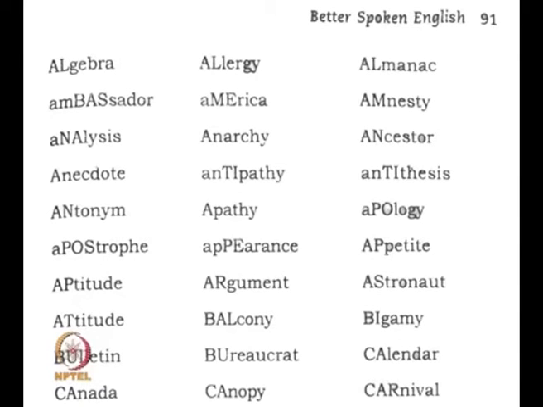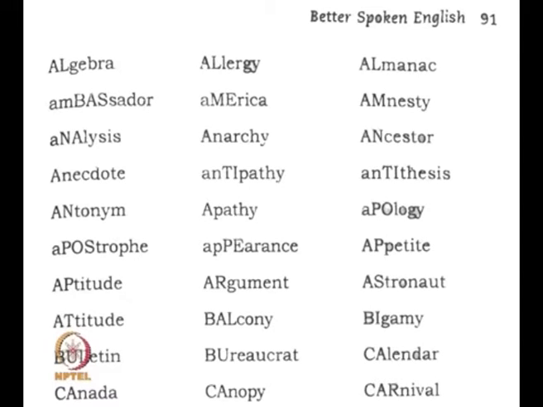Appearance. Appearance. Appetite. Appetite. Aptitude. Aptitude. Argument. Argument. Astronaut. Astronaut. Attitude. Attitude. Okay, you can sit down. Next, who would like to lead us? Yes, please. Begin with B.